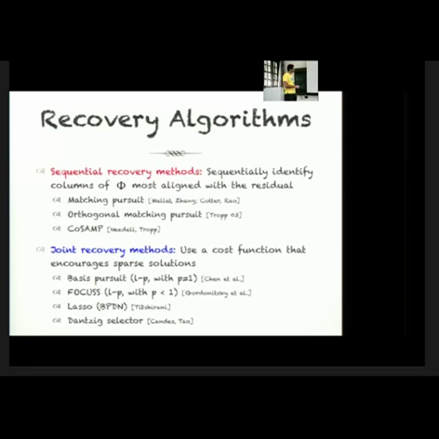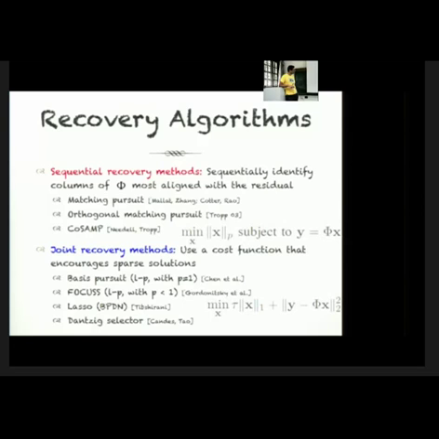People have also come up with joint recovery methods where you use some cost function that encourages sparse solutions. These are some algorithms in this direction. I'll maybe talk a little bit about such methods later.